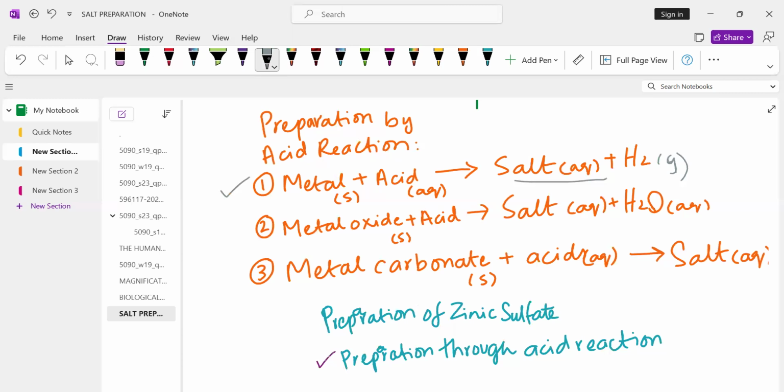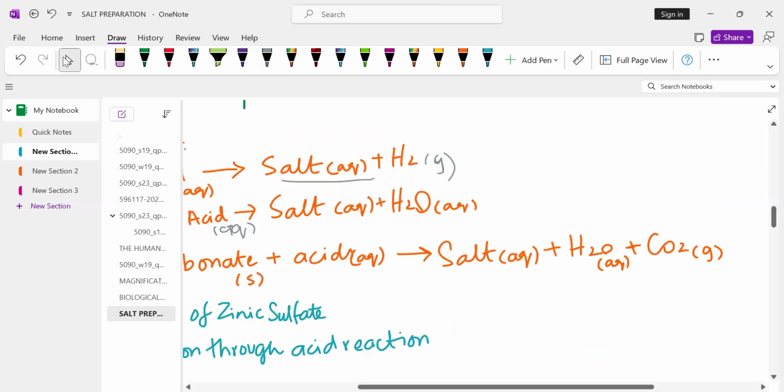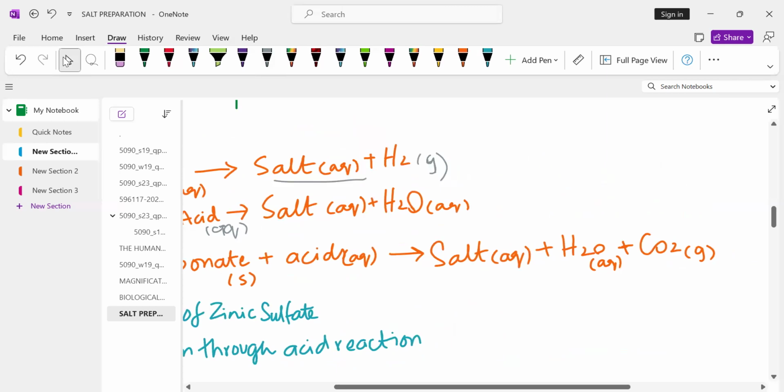The second reaction is metal oxide plus acid gives salt and water. Water is aqueous, salt is aqueous, metal oxide is solid, and acid is aqueous. Then the third reaction is metal carbonate plus acid. Metal carbonate is solid, acid is aqueous, which gives salt, which is aqueous, water, aqueous, and carbon dioxide, which is gas.